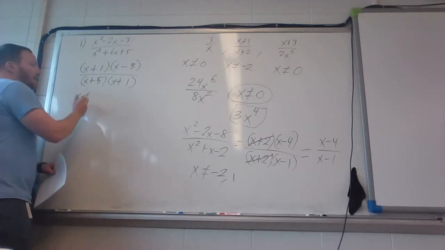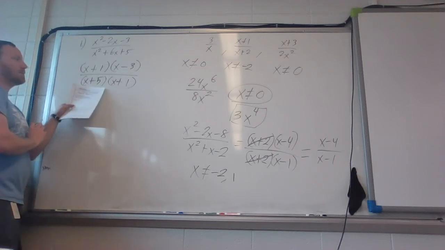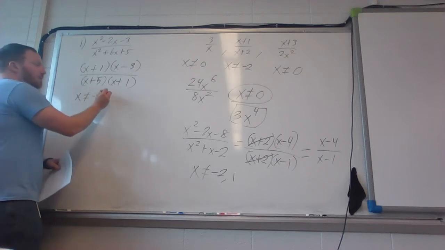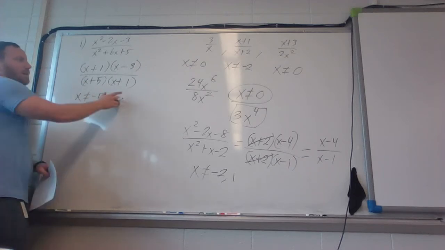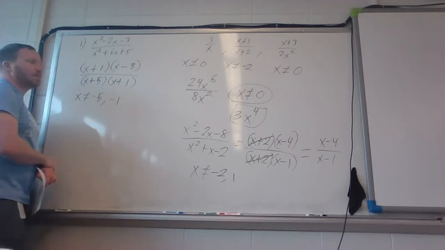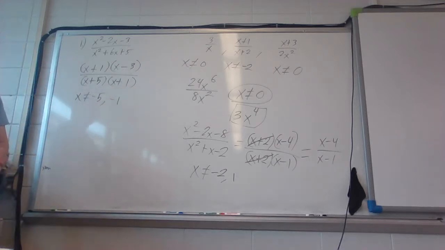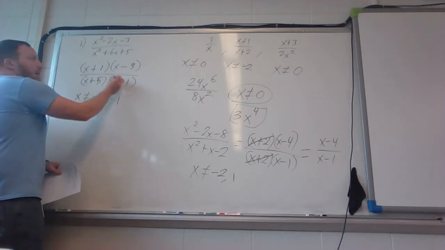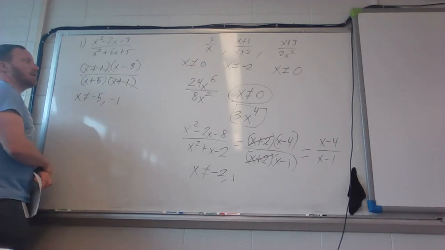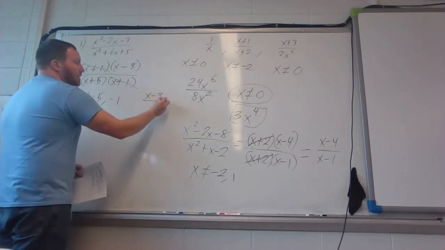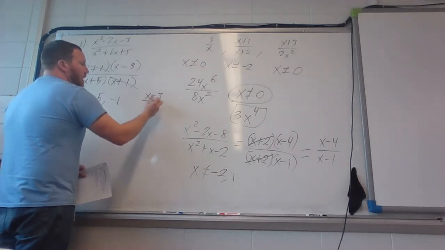So now we need to do our excluded values. So x cannot equal what gets us 0 in the denominator. So if we have x plus 5, our excluded value would be negative 5. And the excluded value for this factor would be negative 1. Cancel out what we have in the numerator and the denominator. So that's our x plus 1s. And so we're left with x minus 3 over x plus 5.